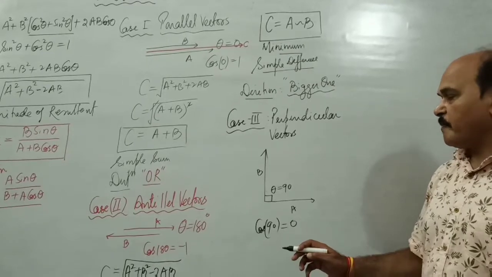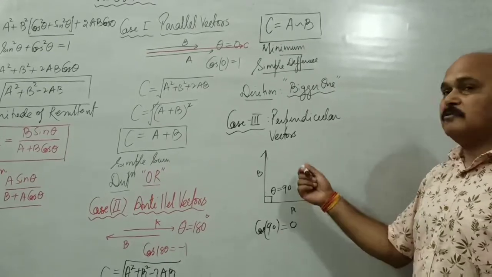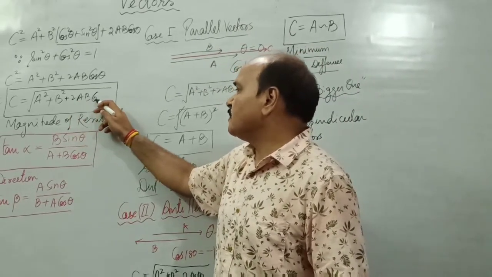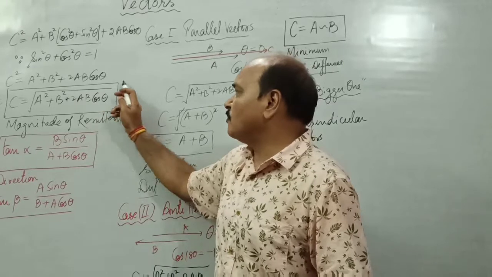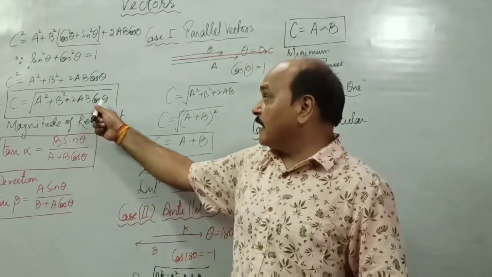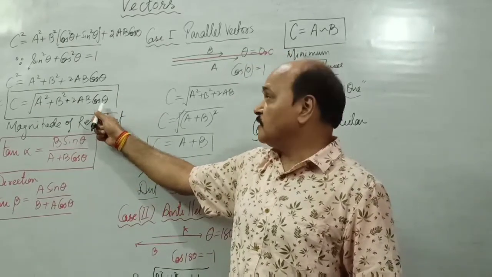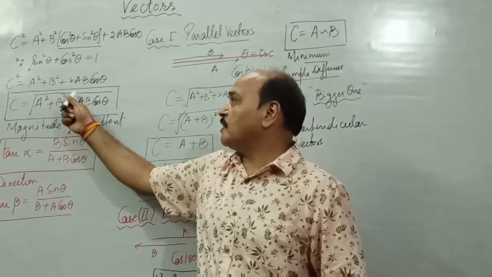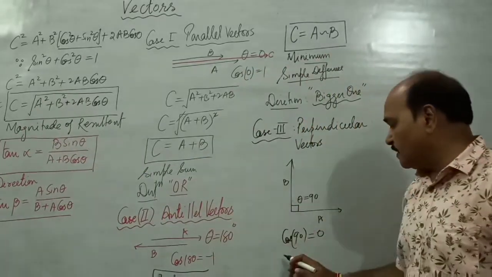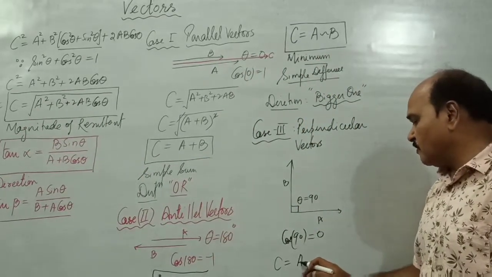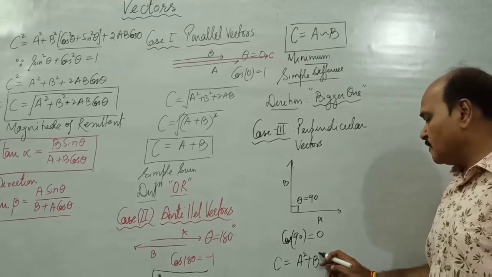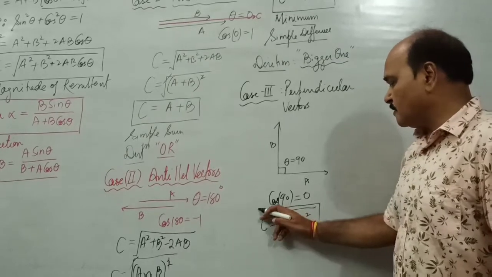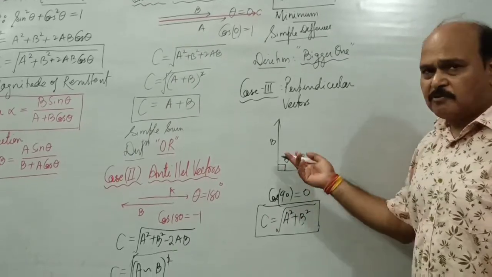We all know cos of 90 is 0. And if we try to find out the sum of these two using this formula of the resultant, which is the square root of A square plus B square plus 2AB cos theta, and if we write cos 90 as 0 here, then this whole term becomes 0. And what do we get C as? We get C as the square root of A square plus B square. That means the resultant in this case is the square root of A square plus B square. This is the resultant in this situation. Well, this resultant can also be found out right from here.